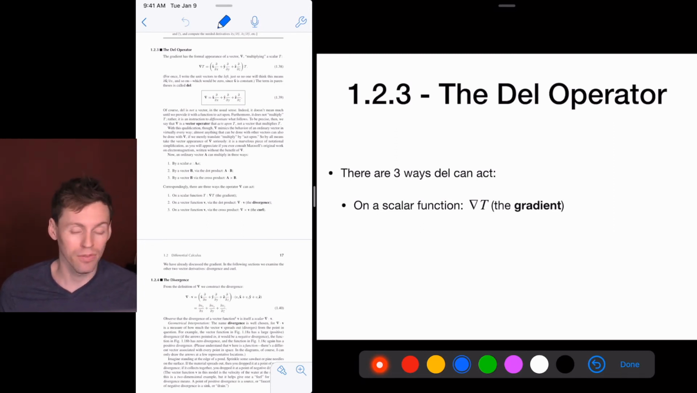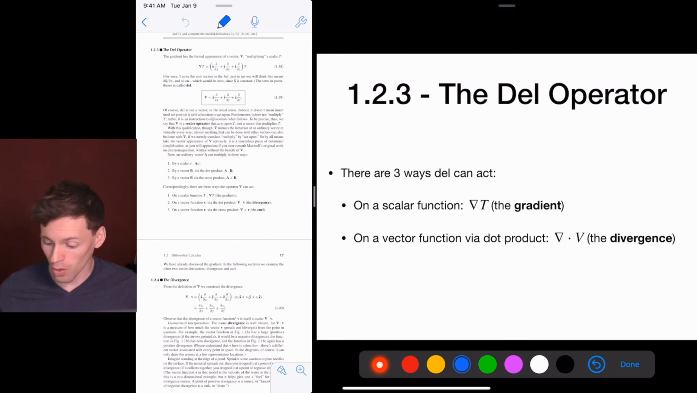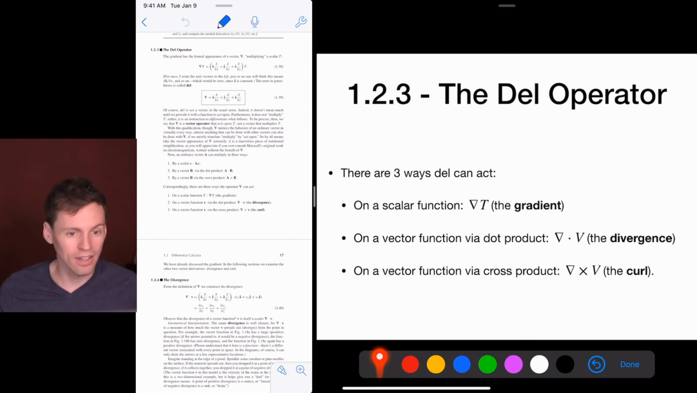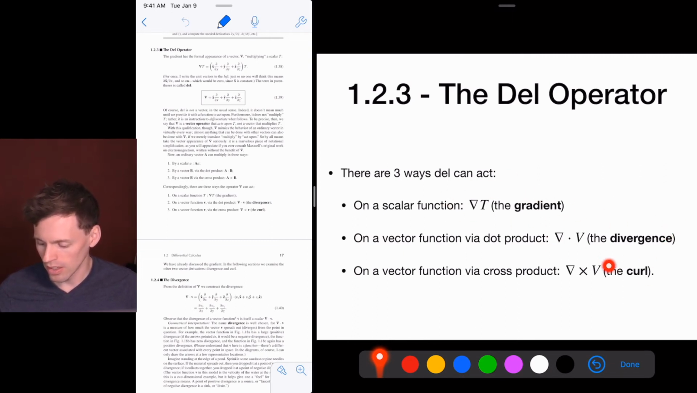It doesn't have vector components. Or we can take the del and act it on a vector by taking the dot product, or we can take del and cross it into a vector. So this is called the gradient, this is called the divergence, and this is called the curl.